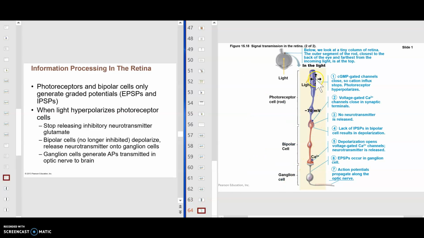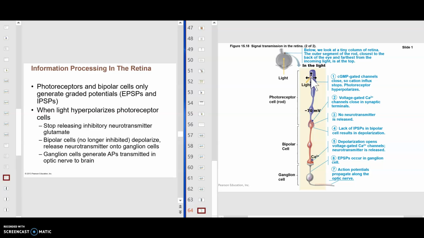In the light reaction, going back to what we already talked about, the light would come in. It would cause the change from the 11 cis form of retinal to the 11 trans form. The 11 trans form then would dissociate from the opsin. Once it dissociates from the opsin, then the opsin can attach to the G protein, transducin. The transducin then can cause the activation of phosphodiesterase.